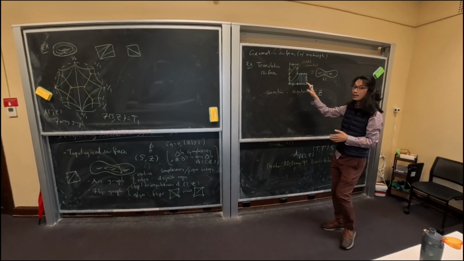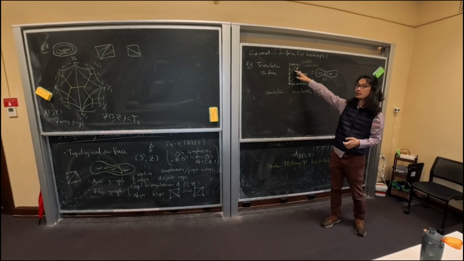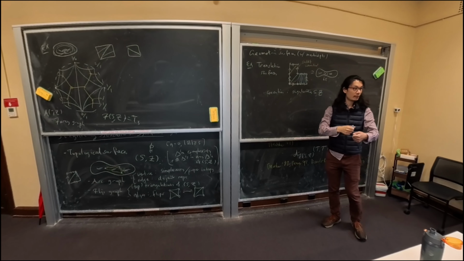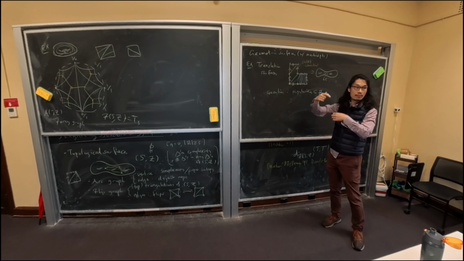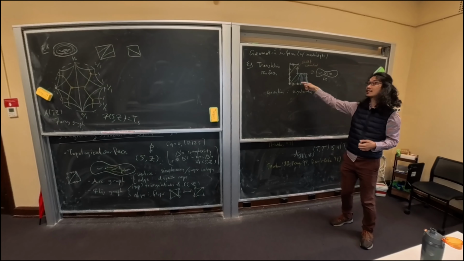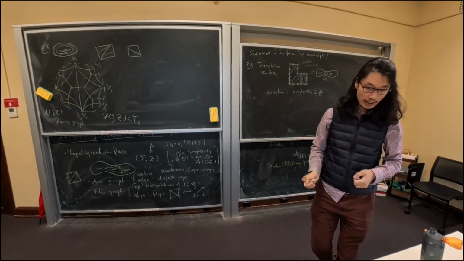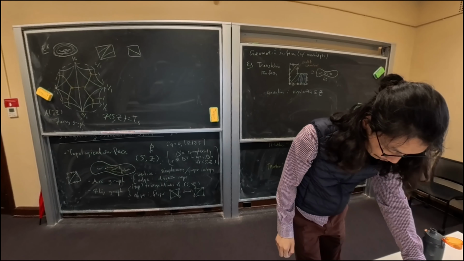Okay, so generically, you don't expect to have a single arc like this. Generically, the geodesic representative will pass through maybe several singular points and maybe run over itself many, many times. So there are some arcs which are straight, some arcs which are not.